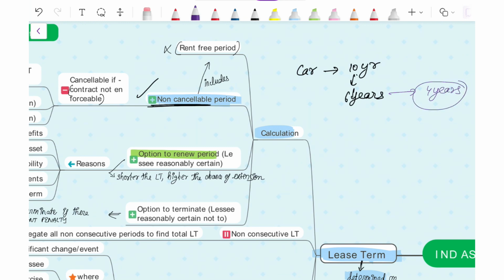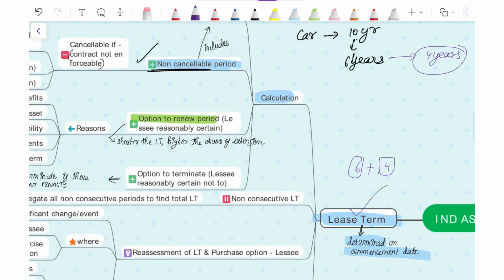And if the lessee is reasonably certain that he would renew and extend the period, then in such case that period also you have to include in your lease term. So first the 6 years you will include, which is a non-cancellable period. Then the 4 years you will include, which is at the option of the lessee to renew, and he is reasonably certain he will renew and extend that period.